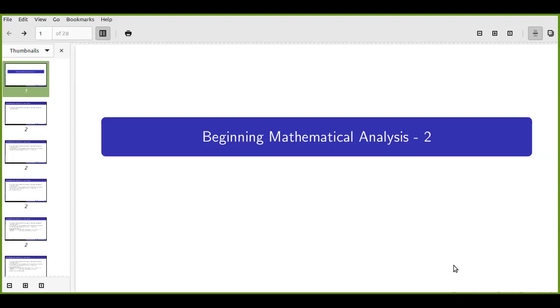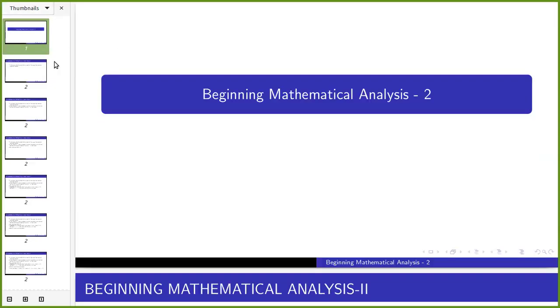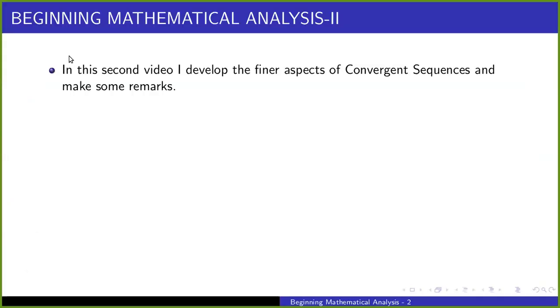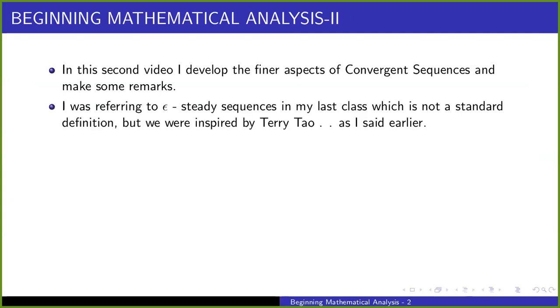So what I'm going to do is I want to use these slides. Last time we had considered some facts about convergent sequences, and I actually gave you a visual picture of what happens. I was referring to epsilon steady sequences in my last class, which I said is not a standard definition, but I also remarked that it's Terry Tao's book that I was referring to. So let's quickly see what it is.